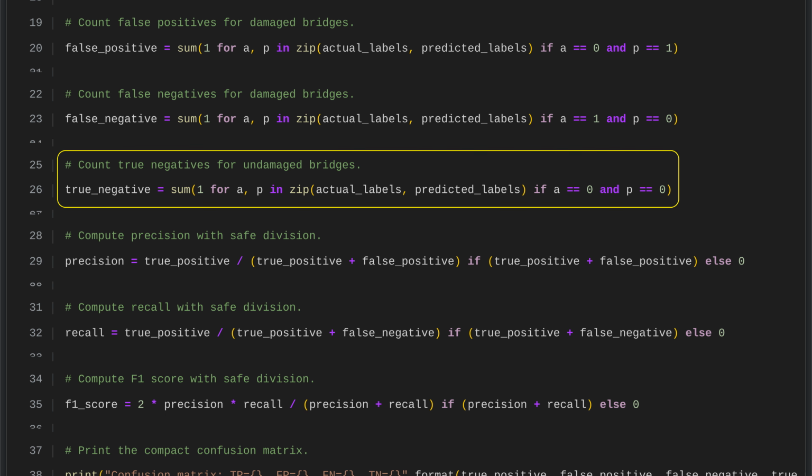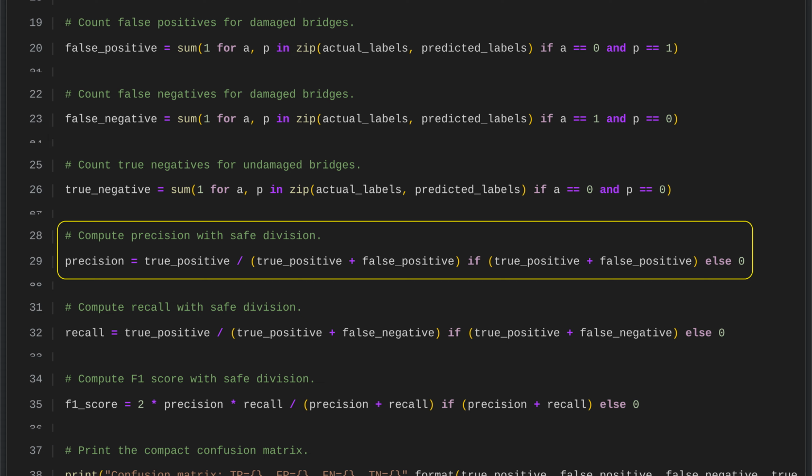True negatives for undamaged bridges are counted by comparing each actual label with its predicted label. When both labels are 0, the bridge was correctly identified as undamaged, so it adds 1 to the total. Summing these matches gives the total number of true negatives in the dataset.